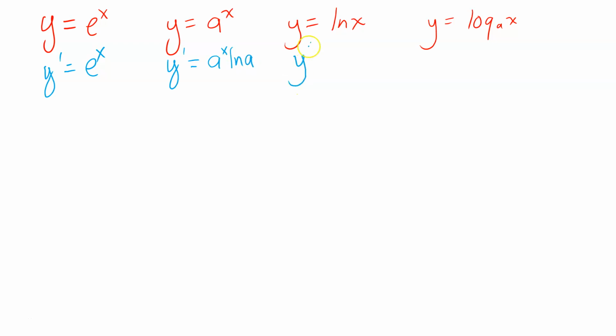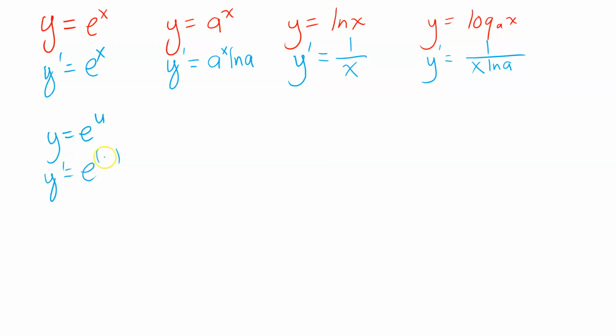The derivative of natural log of x is 1 over x. The derivative of log base a of x is 1 over x times natural log of a. We can generalize these things as well. For example, over here on the left, if you had e to some function, that derivative is going to be e to that same function, and then chain rule applies, so you'd have to multiply by the derivative of that function.